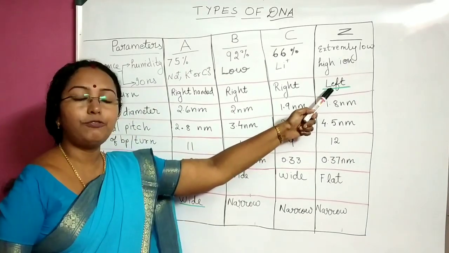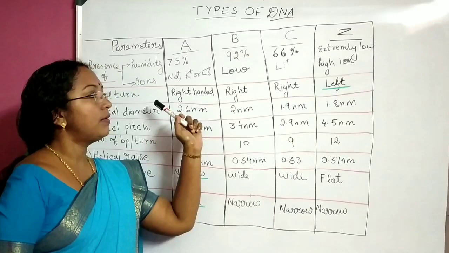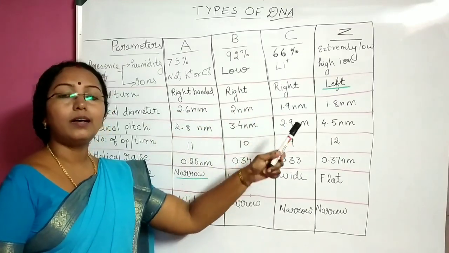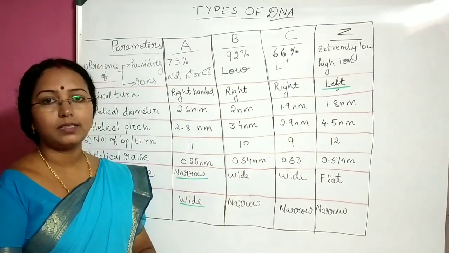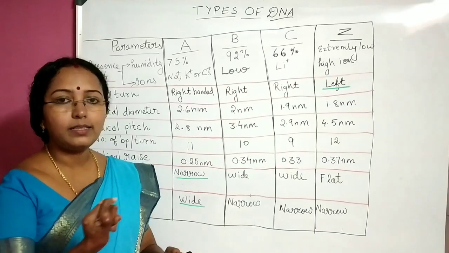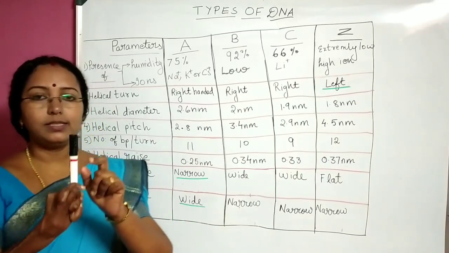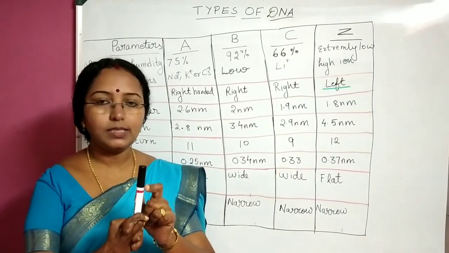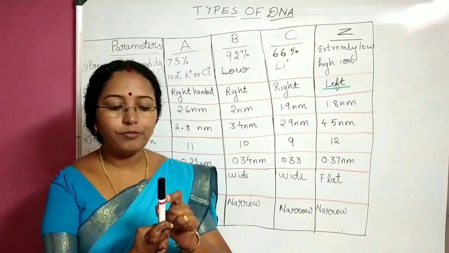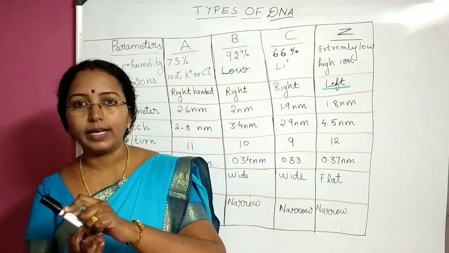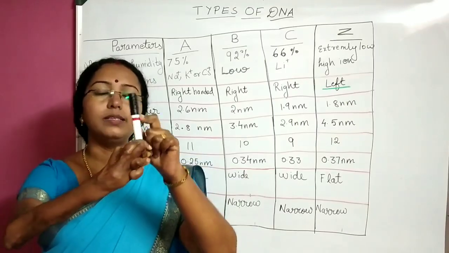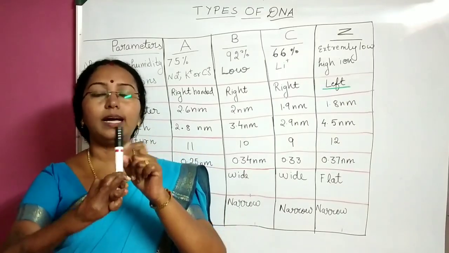Except Z form of DNA, the rest of the three forms are a right-handed helix. Now, what is that right-handed helix? Imagine there is a thread and it is going to turn, and first it is turning towards the right side and then moving up like this. That is called the right-handed helix.